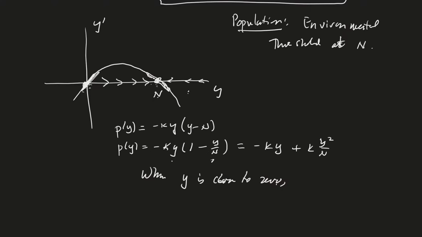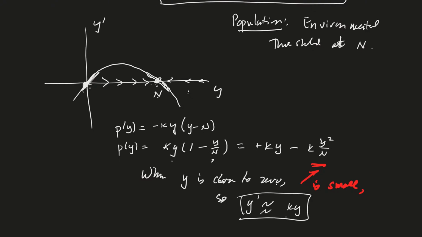When y is close to 0, this value is small, so y prime is approximately minus k times y. Oops, I don't want that negative anymore, do I? Because I need my parabola to be upside down. Sorry about that. Let me, quick as a bunny, change those signs. Good, there we go. Now we're getting what we want.